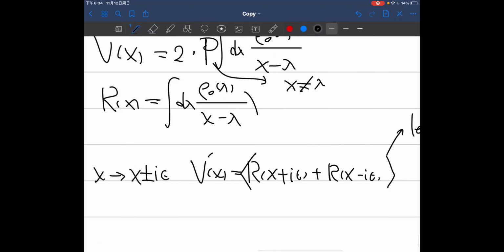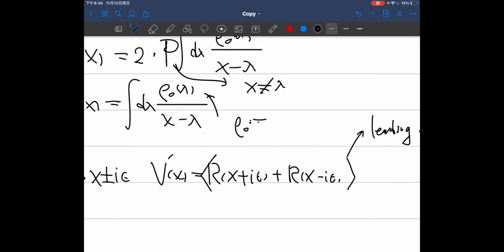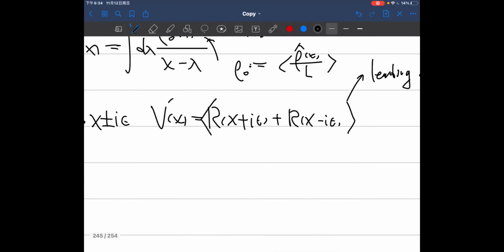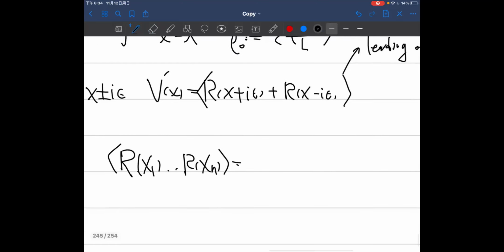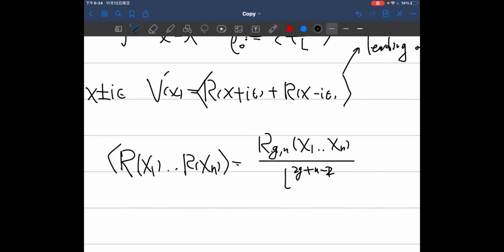That is because notice here we just denote this thing as the definition, as though it is an operator of L, and take the ensemble average. It's a simple average. To the leading order, we need to refer to the genus expansion. The genus expansion told us R, that is R(x1, ..., xn), equal to R_g(x1, ..., xn) over L to the power g, plus 1 minus 2 sum of g.